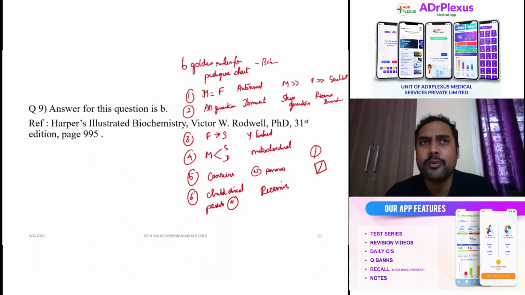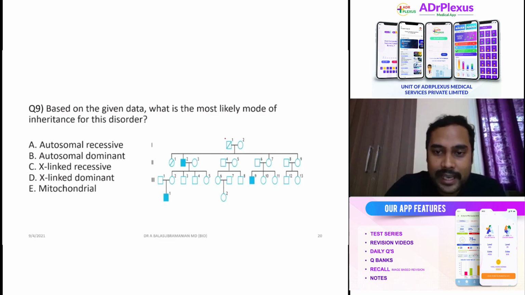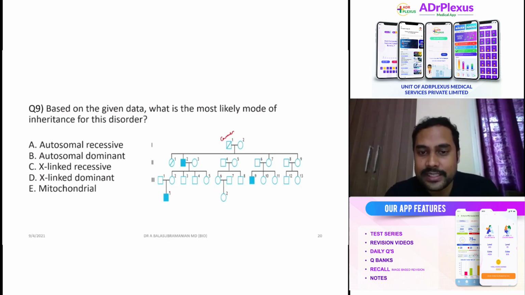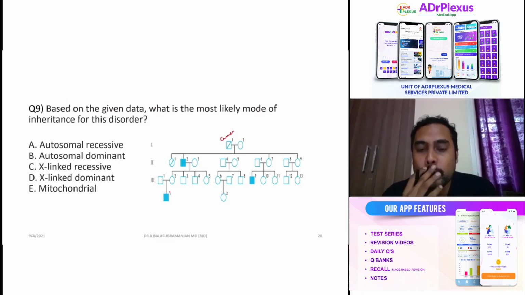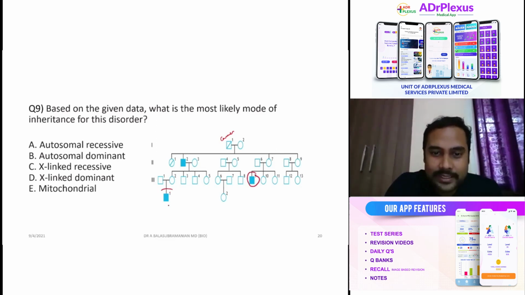With this backdrop, if you go on immediately, you will understand what to do with this. Look at this. Look at what has happened here. Okay, we have a carrier here. Four generation data is given. Carrier here. See, every generation has a disease. Now, who's transmitting the disease? Let us see. Let us take this child.